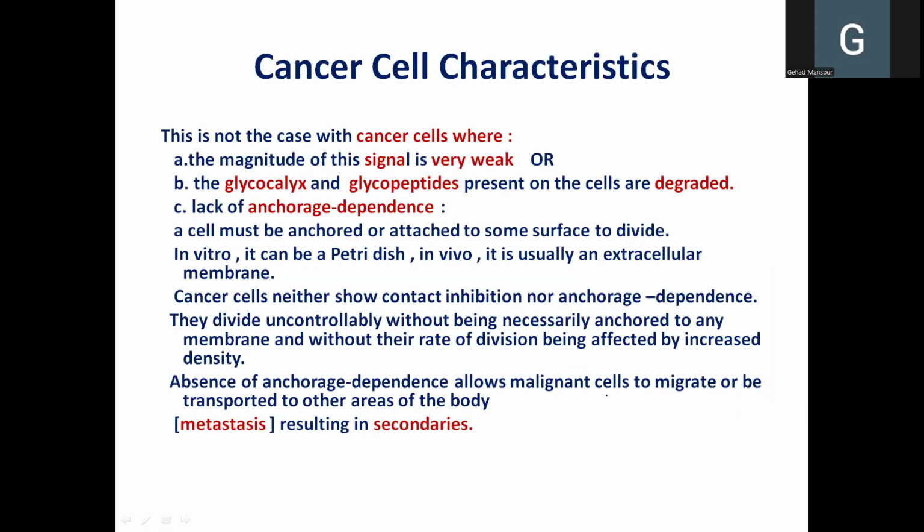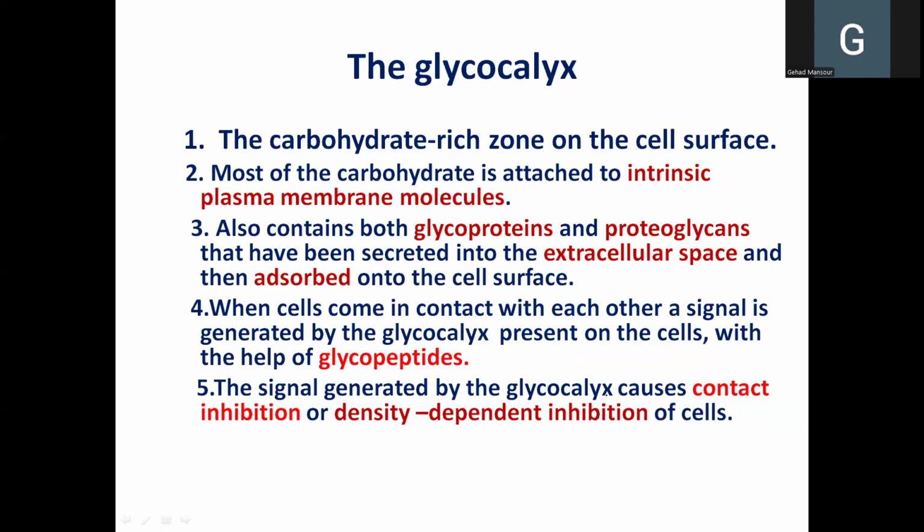Of course, we have studied the glycocalyx before, and it is this carbohydrate-rich zone on the cell surface, and that were mostly attached, as we said before, to intrinsic plasma membrane proteins, molecules. This is, of course, a recapitulation of what we have said before, and the glycocalyx can be glycoproteins or glycolipids. There are glycoproteins and proteoglycans. They are a bit different, but you needn't know the difference between them.